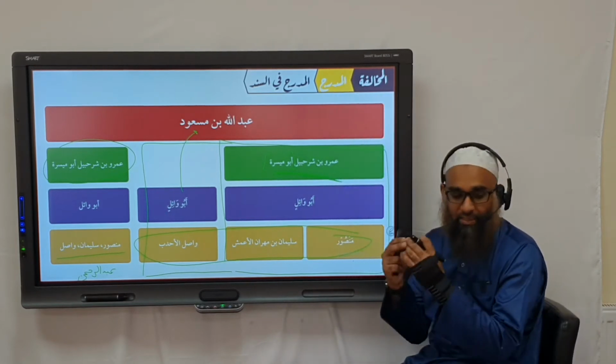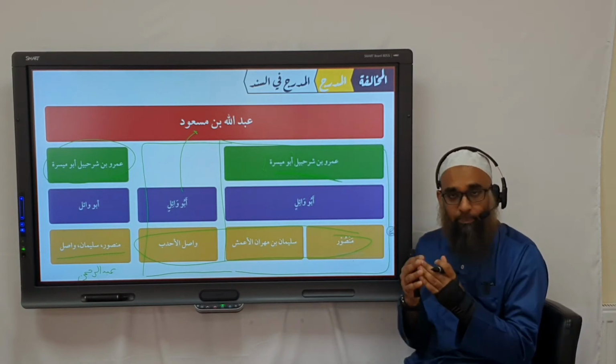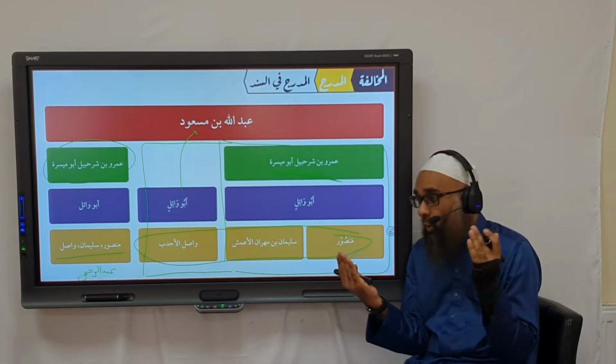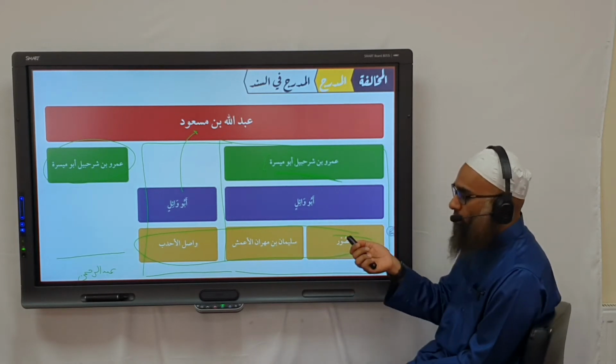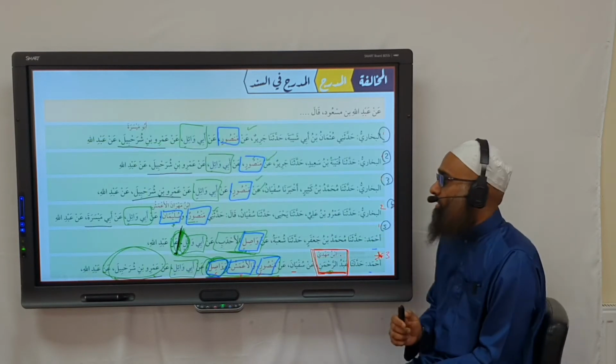This is called Mudraj fi Sanad. This is one form of Mudraj fi Sanad. When a narrator has multiple chains and he merges the chains all together, like even Imam Bukhari, that's not a problem. But when the chains are different and he merges them together, that becomes Mudraj.